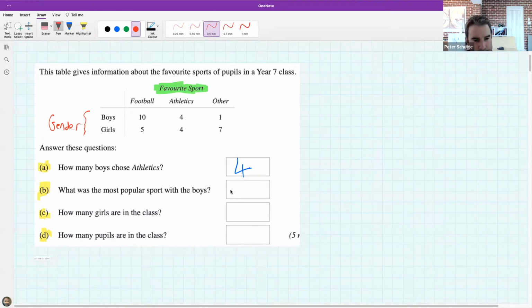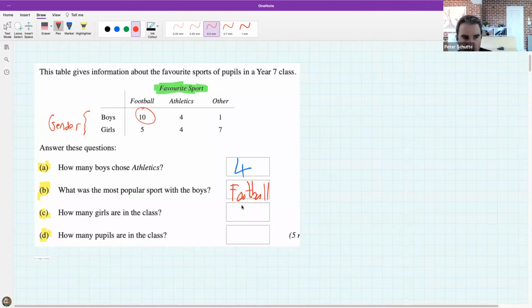It's the football. Perfect. How did you know which one it was? The biggest number between the sports is the football. Okay, exactly. So the football, and then you also looked at the row of boys because that was the one over there. Fantastic. Could you answer C for me while I've got you on the line?